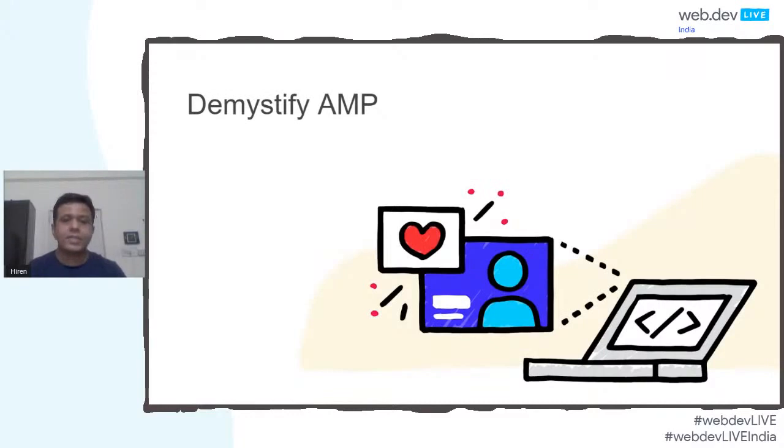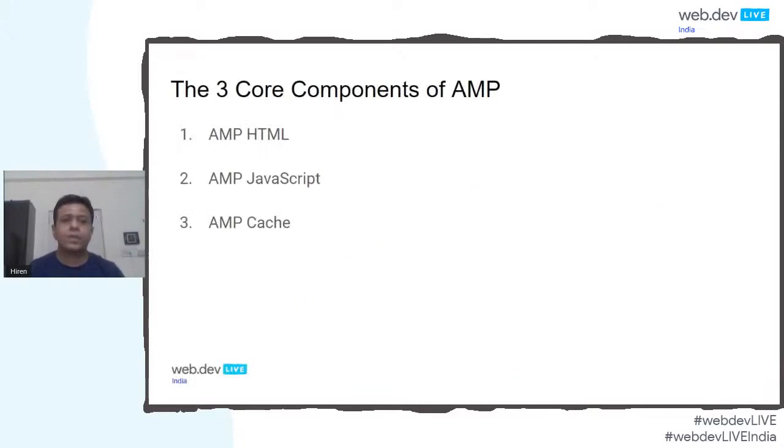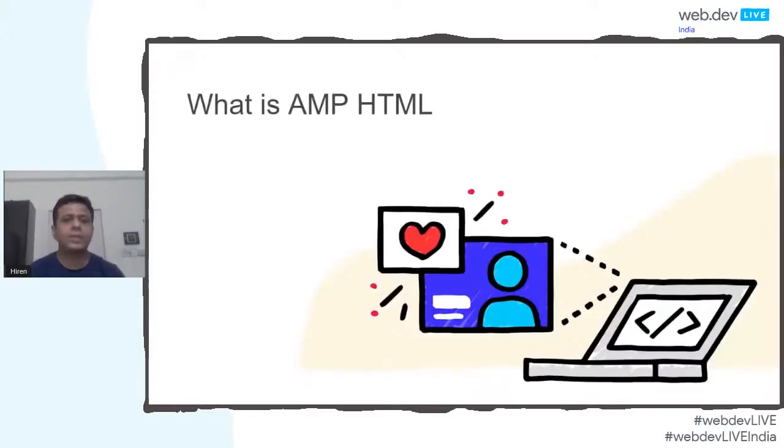Now let's demystify AMP. Here we will see what the main components of AMP are, what the building blocks of AMP are. There are three core components of AMP. One is AMP HTML, second is AMP JavaScript, and third is AMP Cache. Now let's see them one by one.